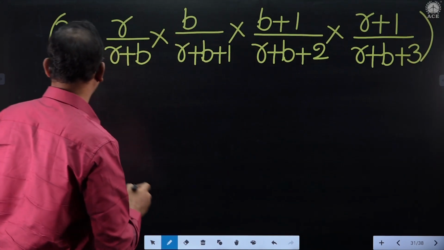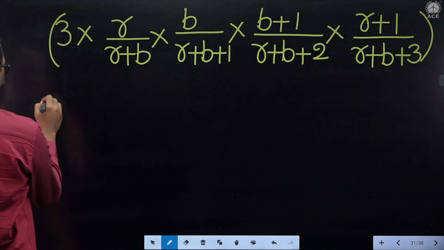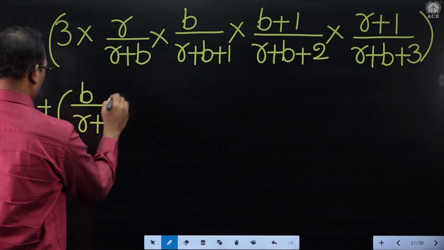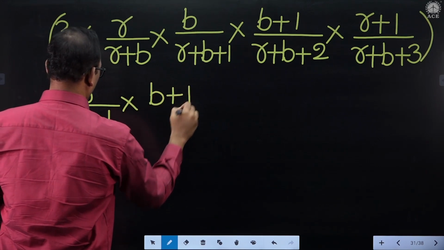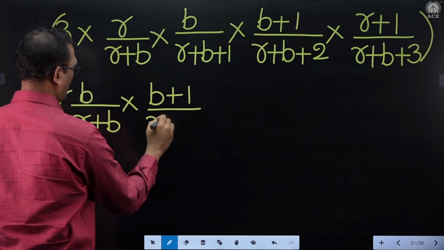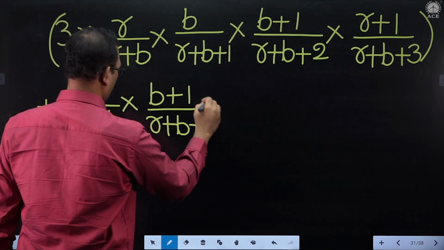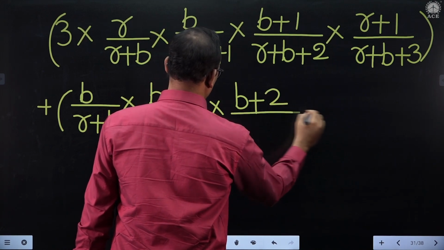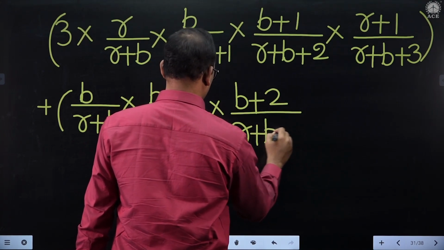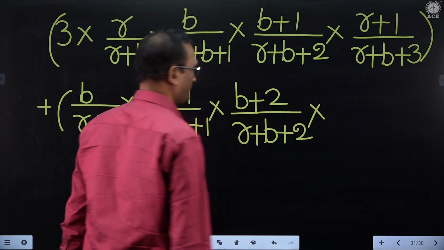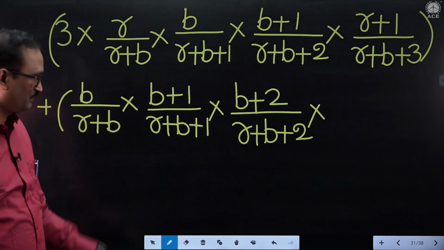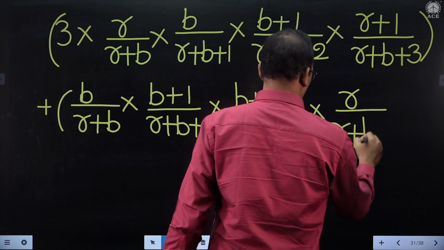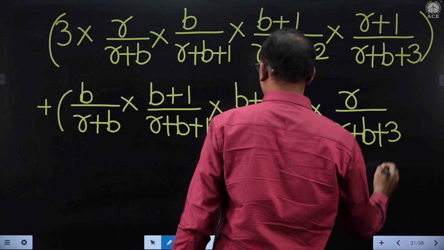In the same manner, I can write the last one: b by r plus b, b plus 1 by r plus b plus 1, b plus 2 by r plus b plus 2. Last one is a red ball. So for that, r by total balls will be r plus b plus 3.